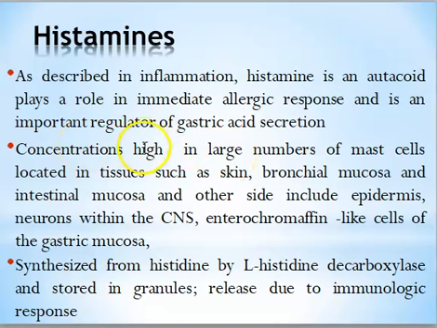Now, a high concentration of histamine is found in mast cells, which are located in the skin, bronchial muscle, intestine, and others. It is also located within the CNS, and in the GIT from the enterochromaffin-like cells. Histamine is synthesized from histidine by L-histidine decarboxylase, stored in granules, and released due to an immunological response.